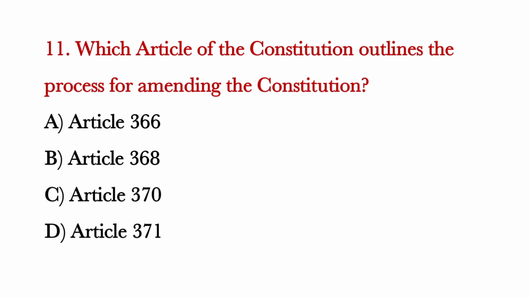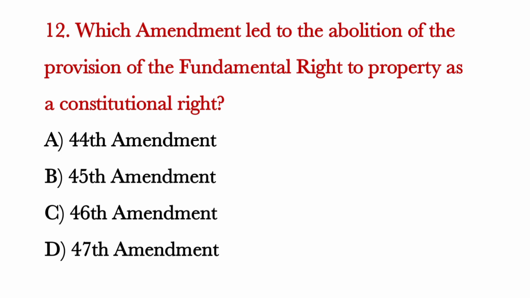Which article of the Constitution outlines the process for amending the Constitution? Correct answer is option B, Article 368. Which amendment led to the abolition of the provision of the fundamental right to property as a constitutional right? Correct answer is option A, 44th Amendment.